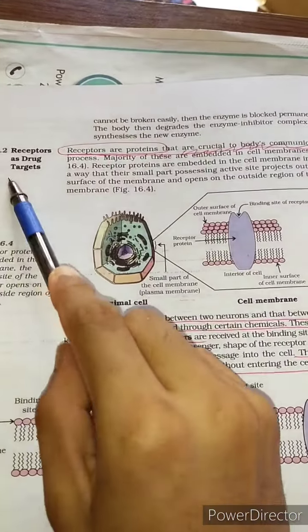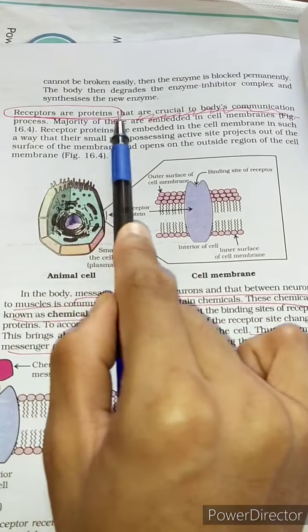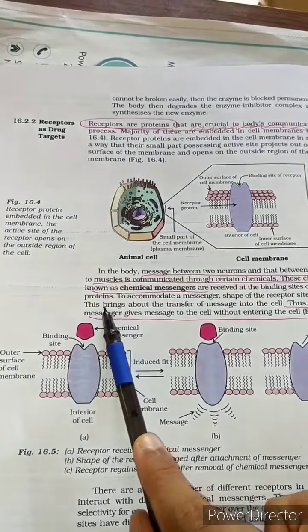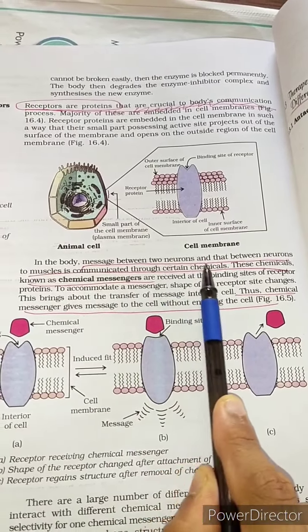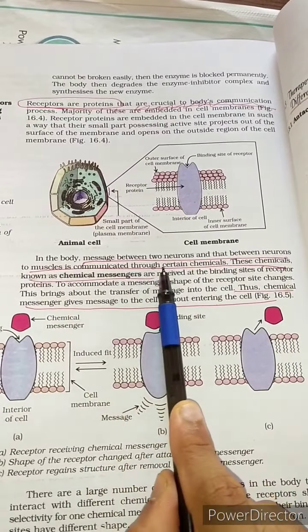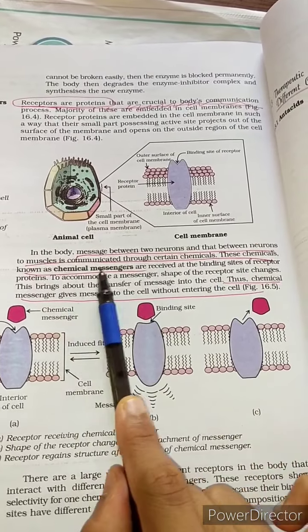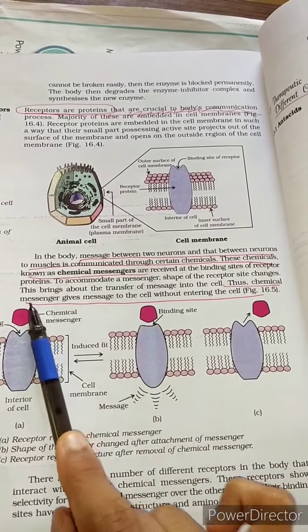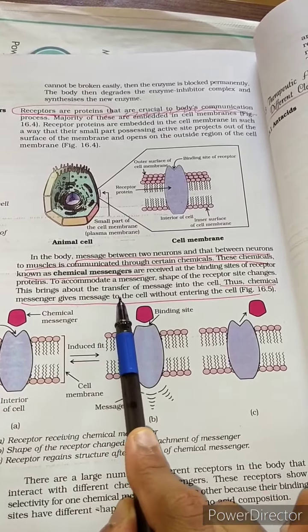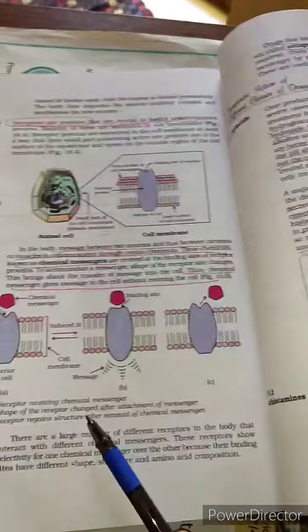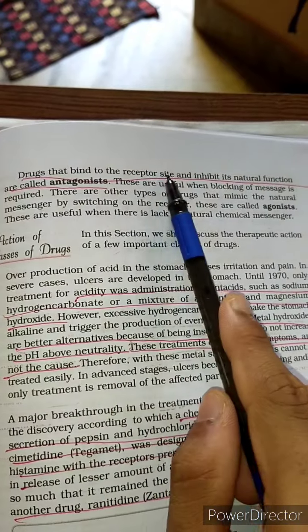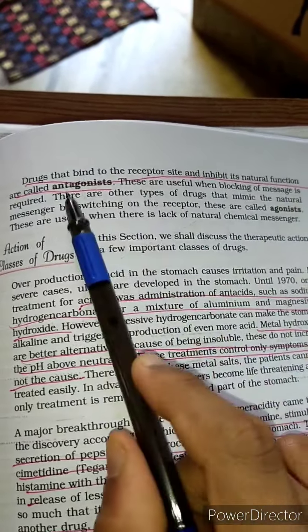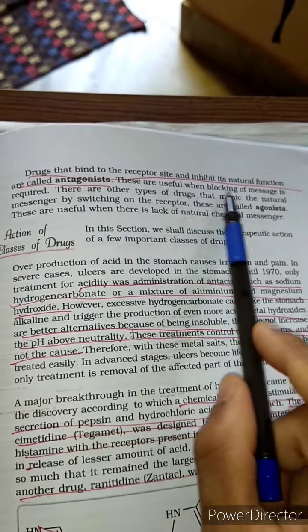Now let's study receptors as drug targets. Receptors are proteins. You just need to know that. In the body, messages between two neurons and between neuron and muscle are communicated by certain chemicals, and these chemicals are known as chemical messengers. Thus a chemical messenger gives a message to the cell without entering the cell. That is the function of a chemical messenger. Drugs that bind to the receptor site and inhibit its natural function are known as antagonists.